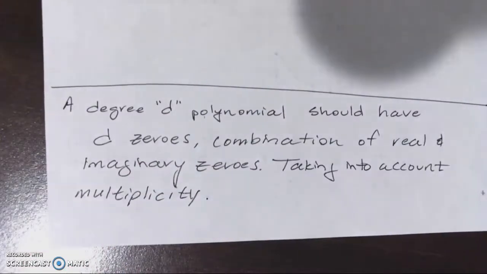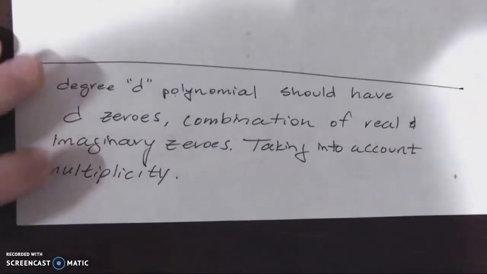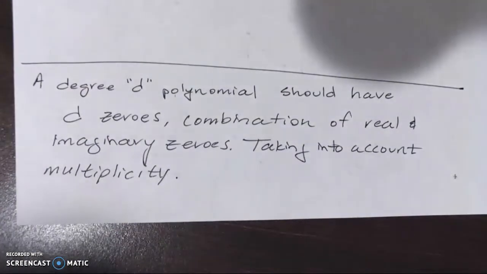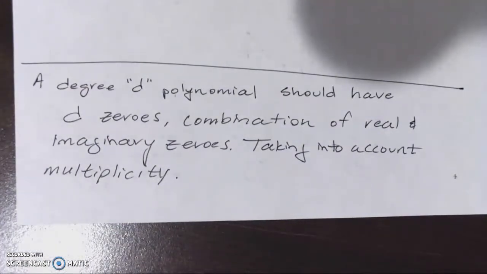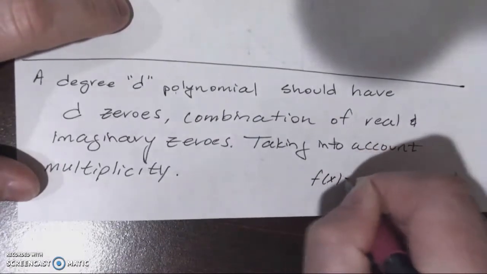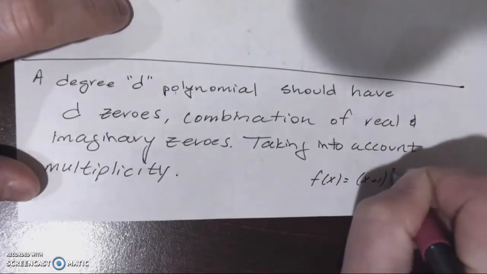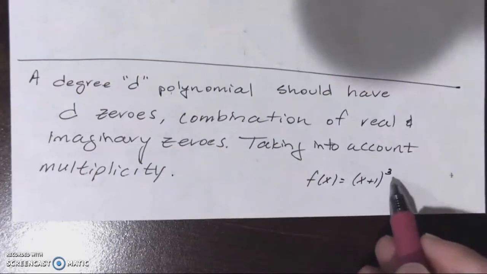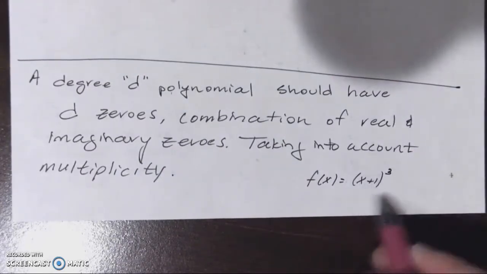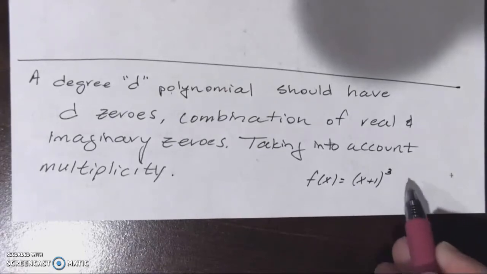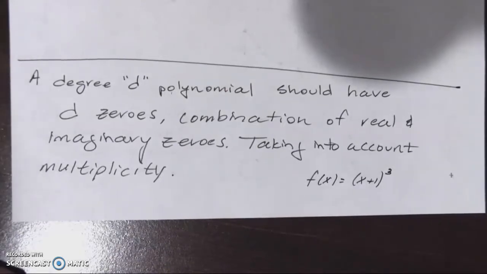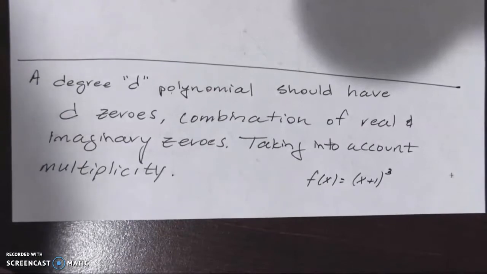So like f of x equals x to the third power, the only zero there is 0, but because it's to the third power, there's basically 3 of them. Or if we wrote f of x equals (x plus 1) to the third, this is a degree 3 polynomial, but it does not have 3 different zeros. It has 1 zero 3 times, that zero being negative 1. So we need to make sure we take into account that multiplicity.